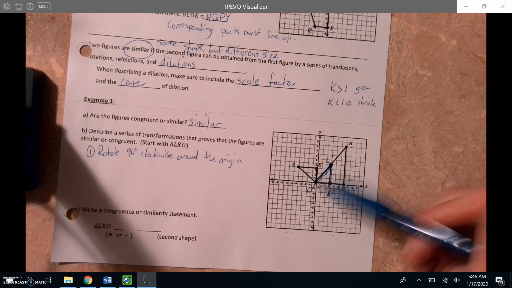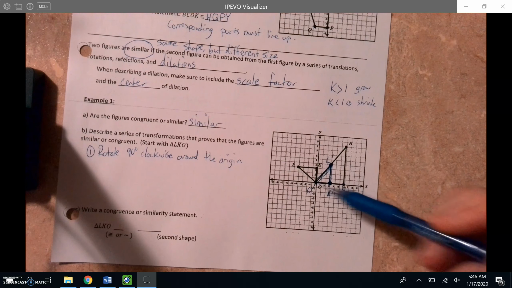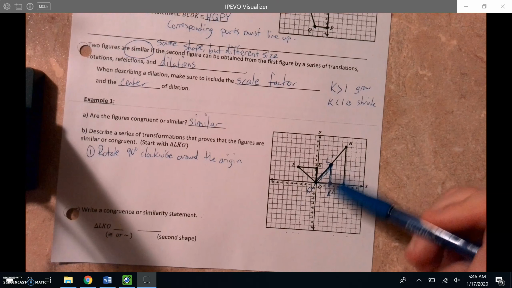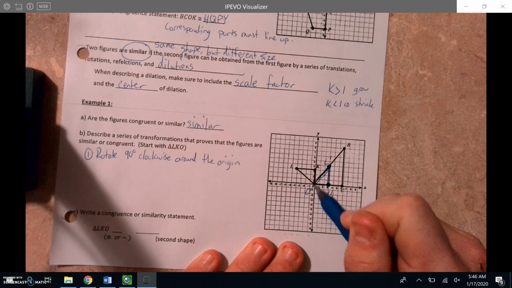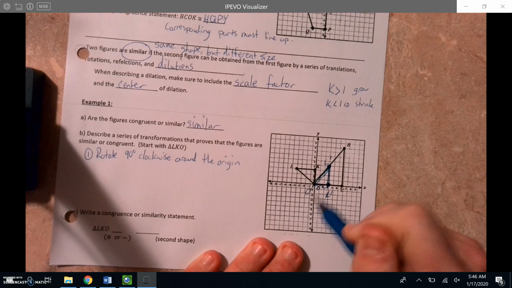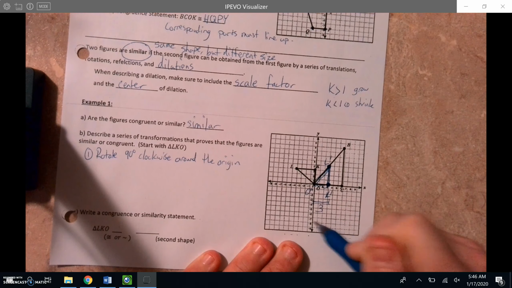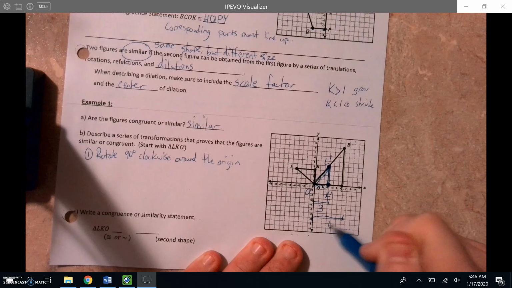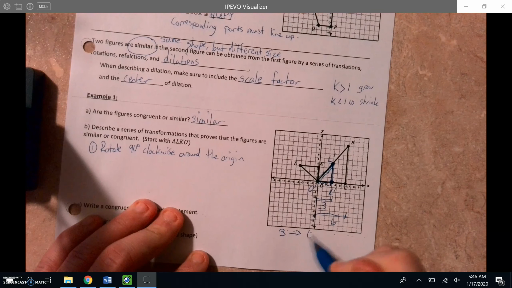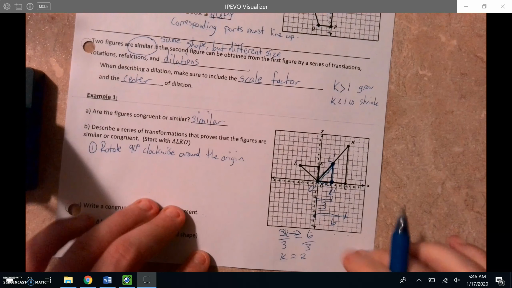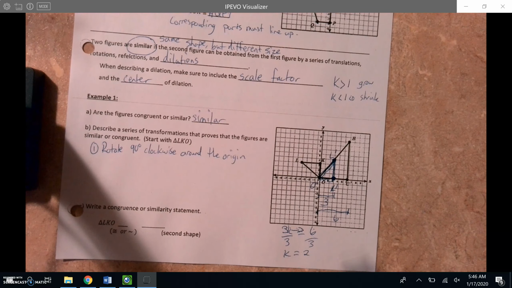Now, I need to figure out how big I need to increase by to make this triangle match up with the larger one. So let's look. From O to K here, we go 1, 2, 3 units. We go 3 units. However, from O to C, we go 6. So from the small to the large, if we divide by 3, our K is going to equal 2. K is our scale factor.